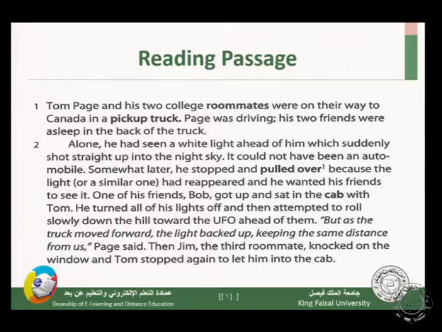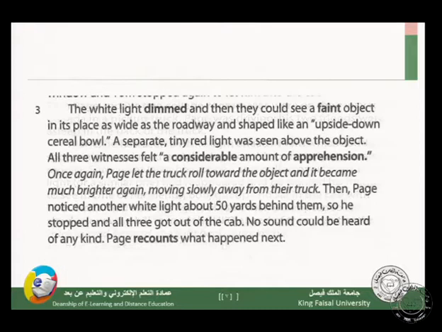He turned all of his lights off and then attempted to roll slowly down the hill toward the UFO ahead of them. But as the truck moved forward, the light backed up, keeping the same distance from us, Page said. Then Jim, the third roommate, knocked on the window and Tom stopped again to let him into the cab. The white light dimmed and then they could see a faint object. Faint, as we said, something dim, almost unseeable. So a faint object in its place, as wide as the roadway and shaped like an upside down cereal bowl.